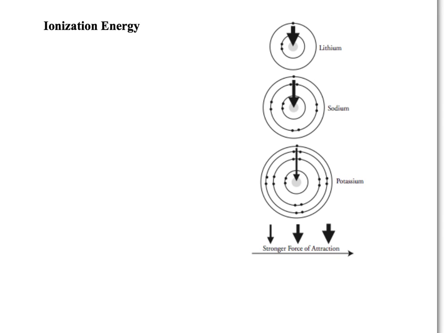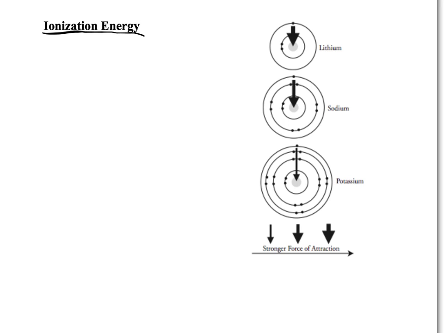Two other properties that we need to know about elements and their trends on the periodic table are ionization energy and electronegativity. So the first one we're going to talk about is ionization energy. The definition that you need to make a flashcard for is the amount of energy required to remove an electron from an atom.